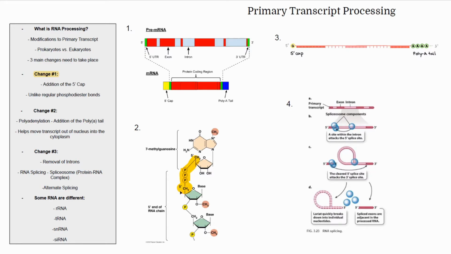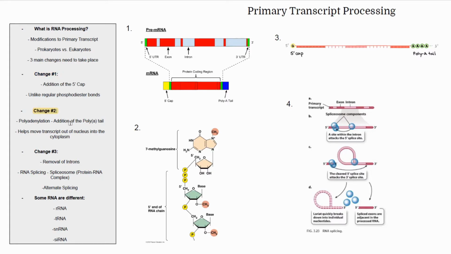So the 5' carbon of the 5' end of the nucleotide is attached to 3 phosphates, which bind to the 7-methylguanosine's 5' carbon sugar. Now what the 5' cap does is it stabilizes the primary transcript. It also stops the 5' end of the primary transcript from participating in bonds with other molecules. And the 5' cap is also important in the recognition of the mRNA by the ribosome.